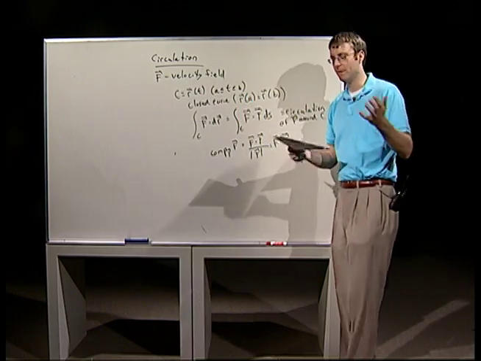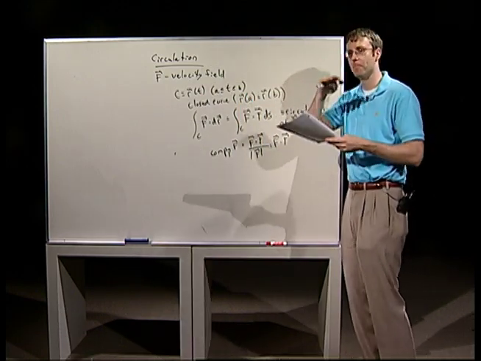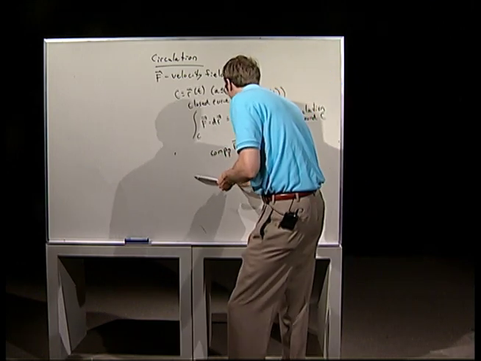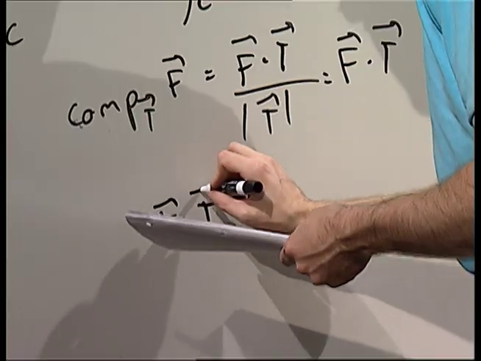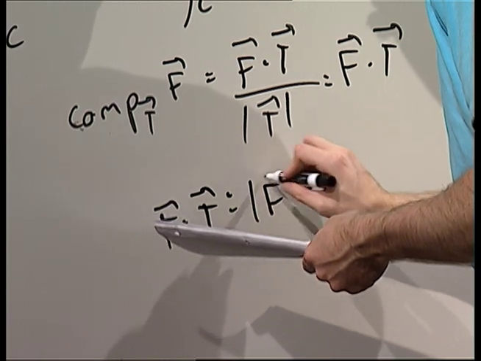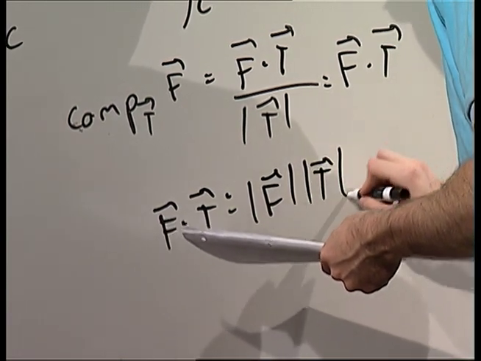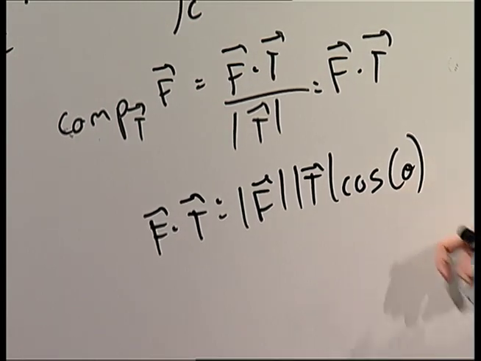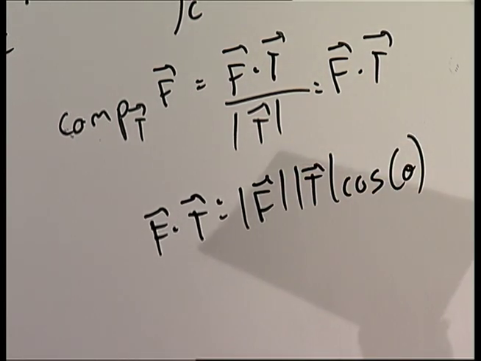That's the idea of effective velocity. Same idea as effective force, really. And so let's talk about this for a minute here. What is this thing? Remember, one way to talk about it was the length of f times the length of t times cosine theta, the angle between f and t. Remember that definition from the dot product?